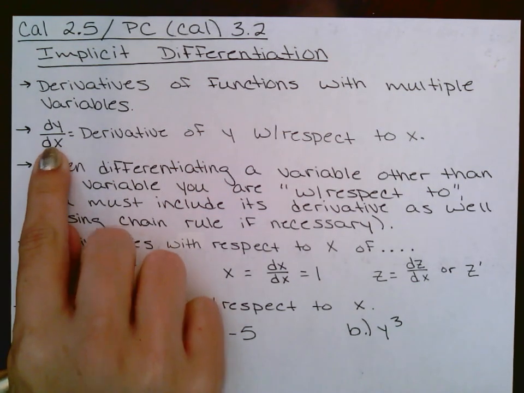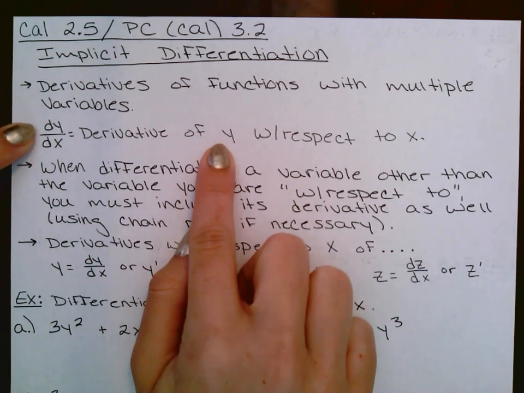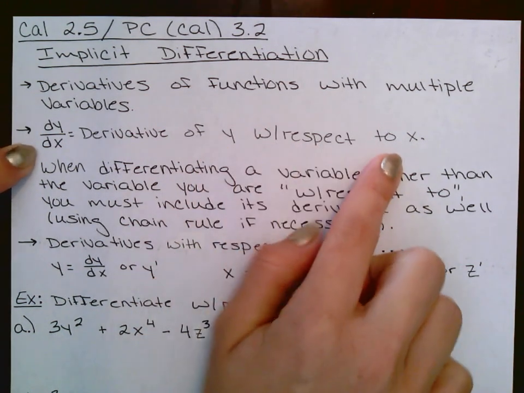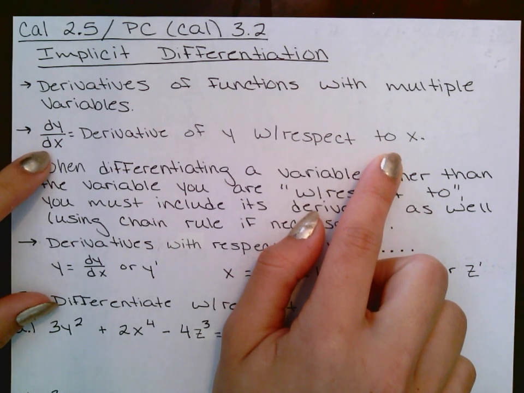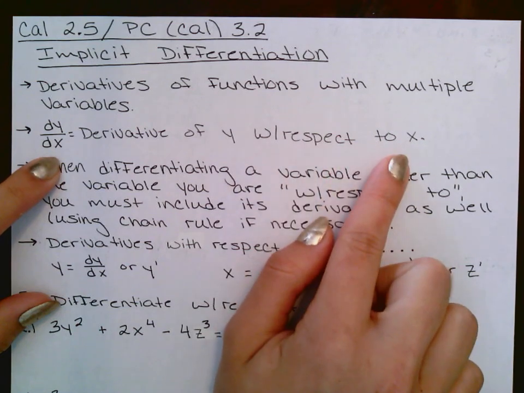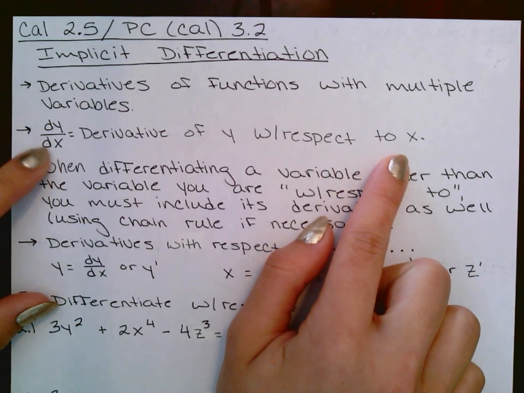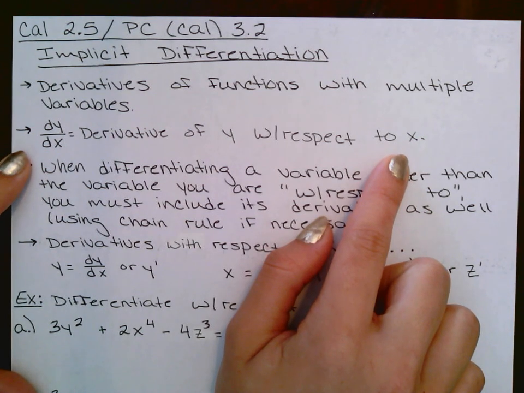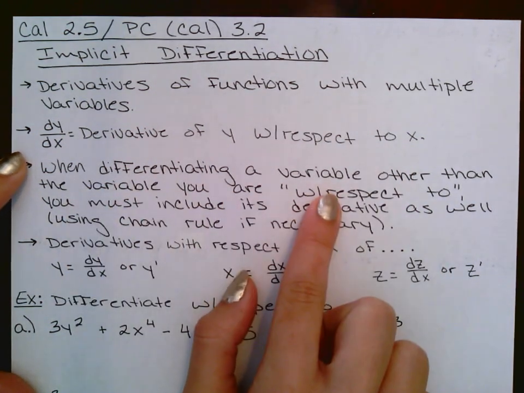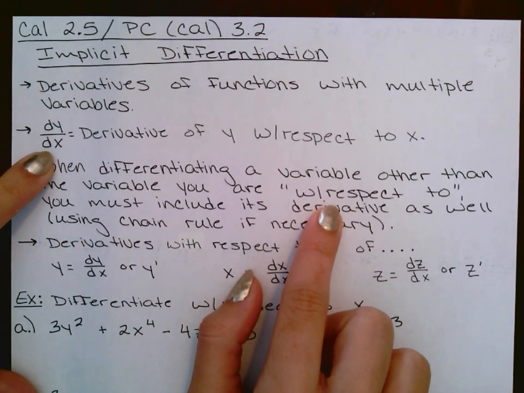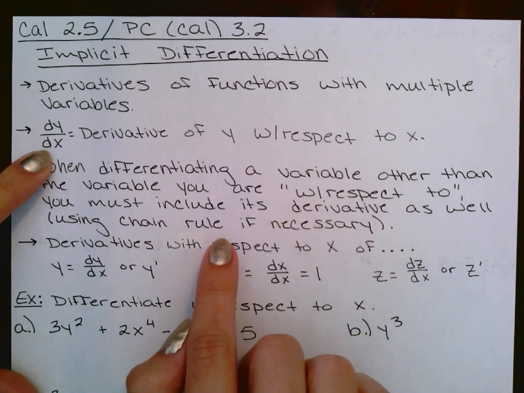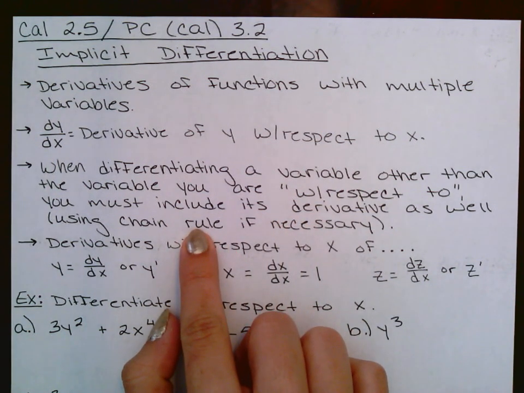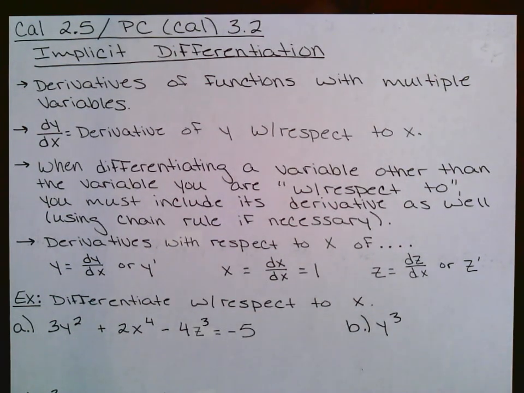dy dx means the derivative of y. You read the numerator first, and then the denominator is with respect to whatever variable is there. So this one is with respect to x. In the next lesson, they will all be over dt because they will all be with respect to time, the time that passes. Okay, so that's very important. So what happens with implicit differentiation is when you differentiate a variable other than the variable that you're differentiating with respect to, aka the one in the denominator, you must include that variable's derivative as well. And the way that they explain it in the book is that they use chain rule. And I think once you start seeing the problems being solved, it'll start to make a little more sense, okay?